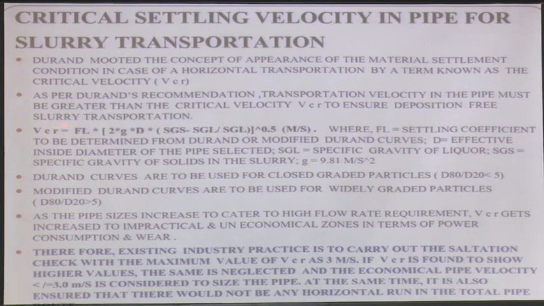Now, VCR equals FL into square root of 2gD (SGS minus SGL) divided by SGL, in meters per second, where FL is the settling coefficient, we have seen it. SGL is the specific gravity of the liquor, SGS is the specific gravity of the solids, g is gravity, and D is the inside diameter of the pipe.